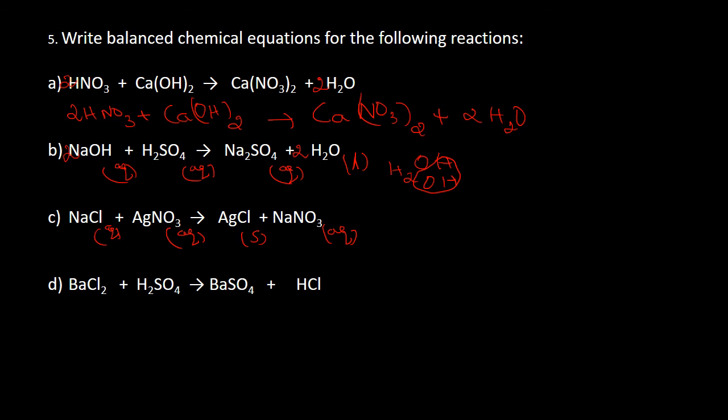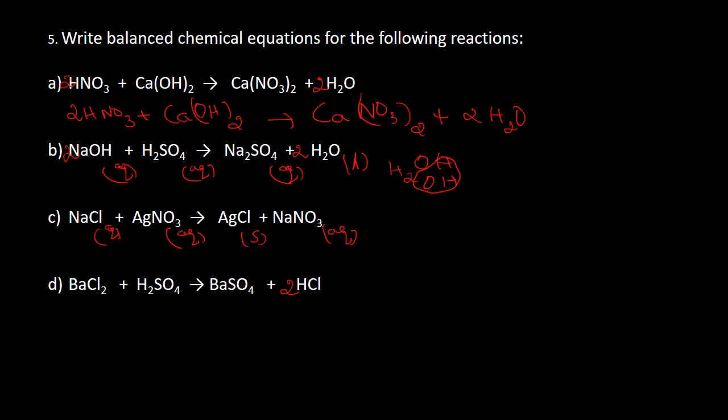Now next is barium chloride. Barium chloride combines with sulfuric acid to form barium sulfate and HCl. Here you see there are 2 hydrogen and 2 chlorine atoms on the reactant side. So make it equal on both sides. Now it is balanced.